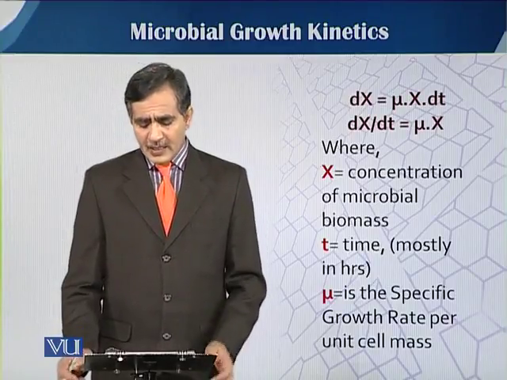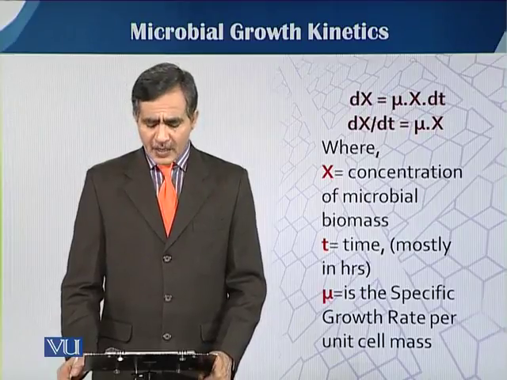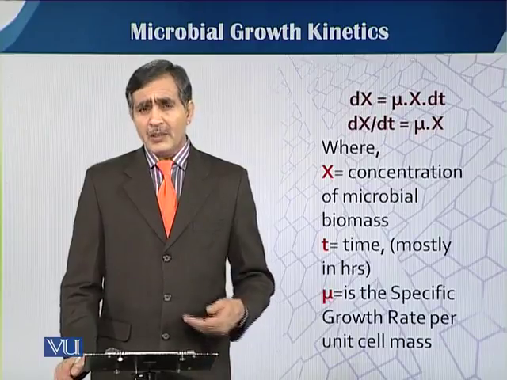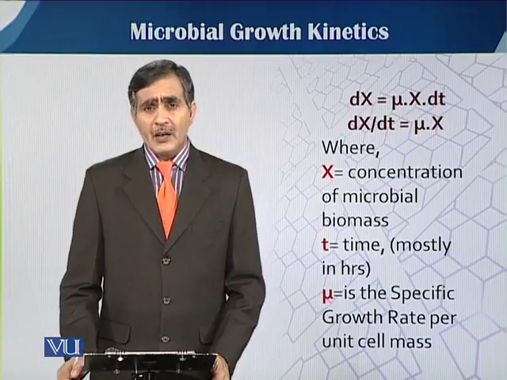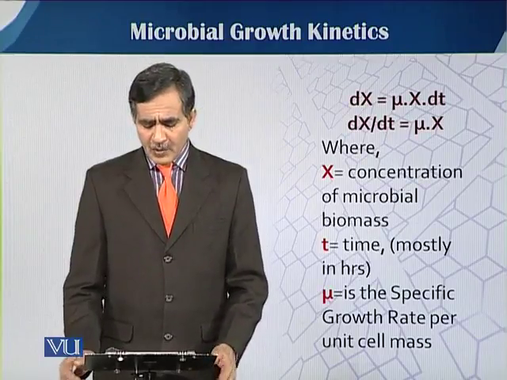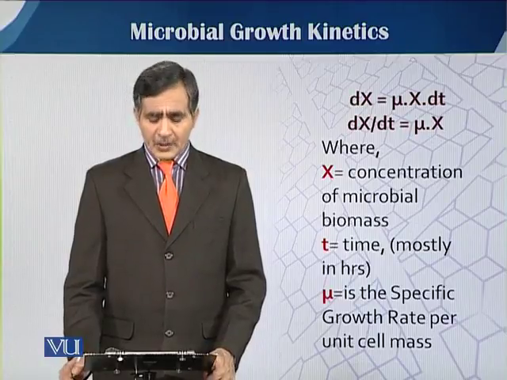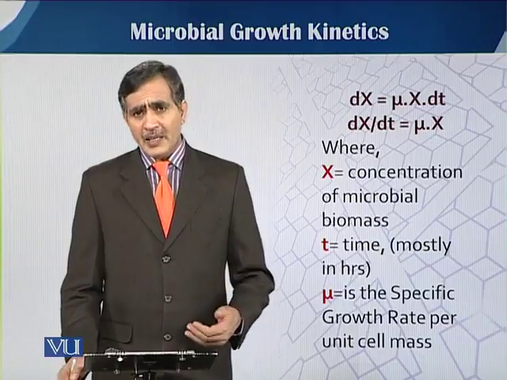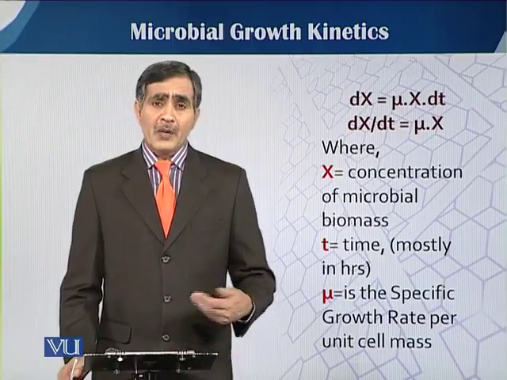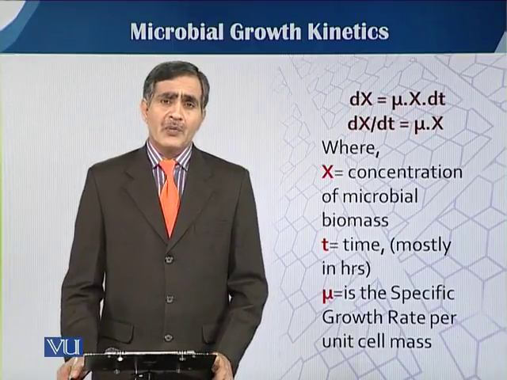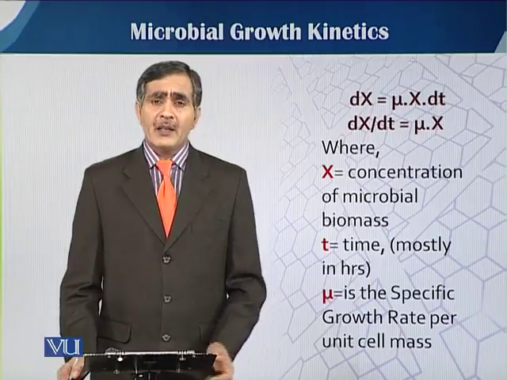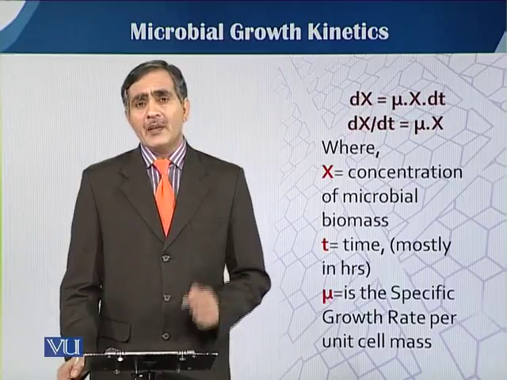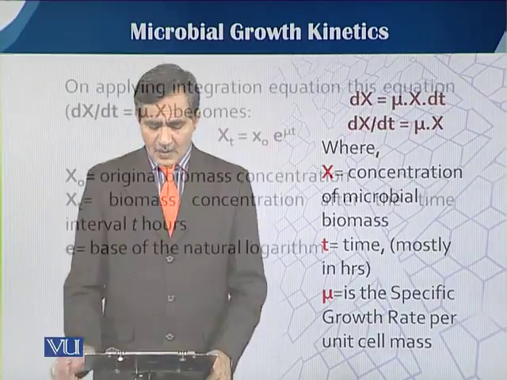Here you can easily see that x is the concentration of the microbial biomass, t is the time, which is mostly noted in terms of hours, and mu is the specific growth rate per unit cell mass, meaning in grams, in kilogram, in milligram, etc. So that should be a very specific unit which we use for that. So specific growth rate is how much cell mass is produced in unit time on a unit scale.